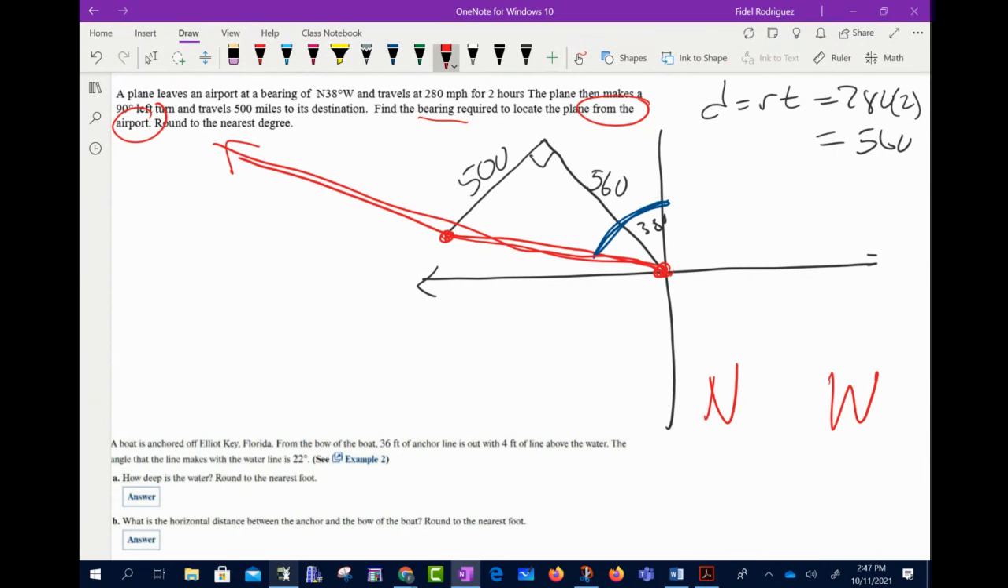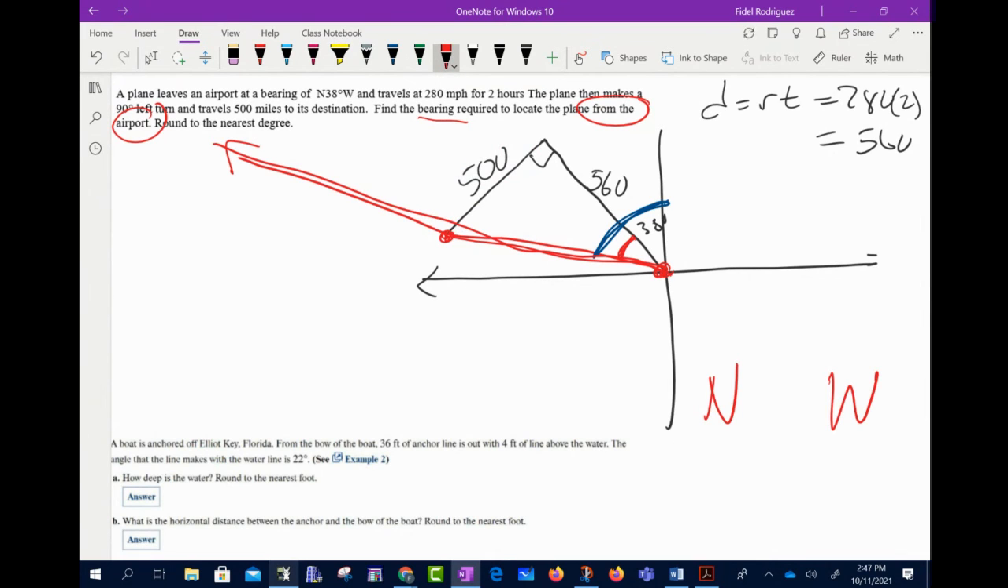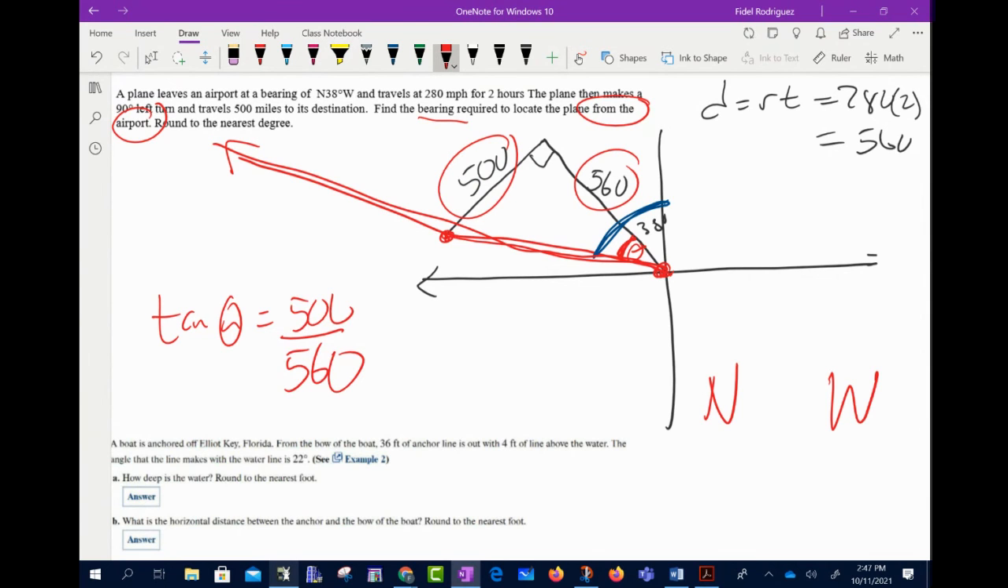What we need to find is that blue angle. But that blue angle is going to be 38 plus whatever this angle is. Do you think there's a way for us to find this red angle here? Couldn't we say, let's call this theta, the tangent is the opposite over the adjacent? So the tangent of theta, wouldn't that be 500 over 560? And then wouldn't we say that theta is the inverse tangent of 500 over 560?